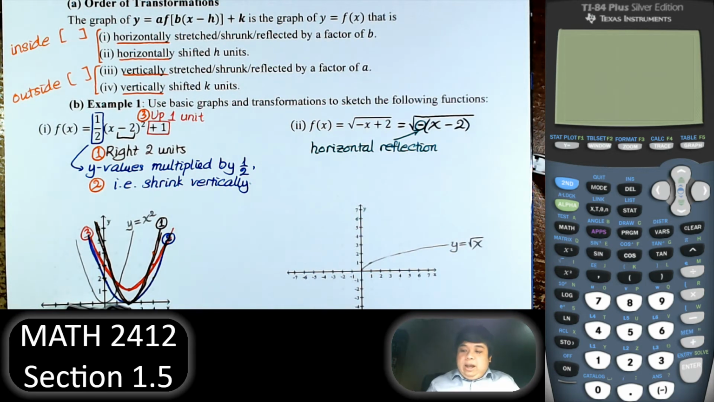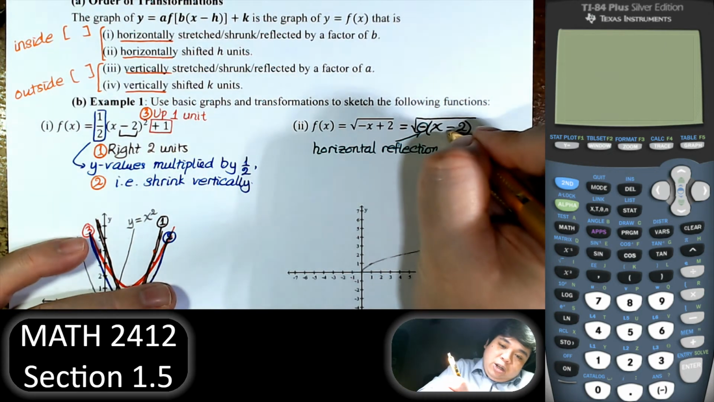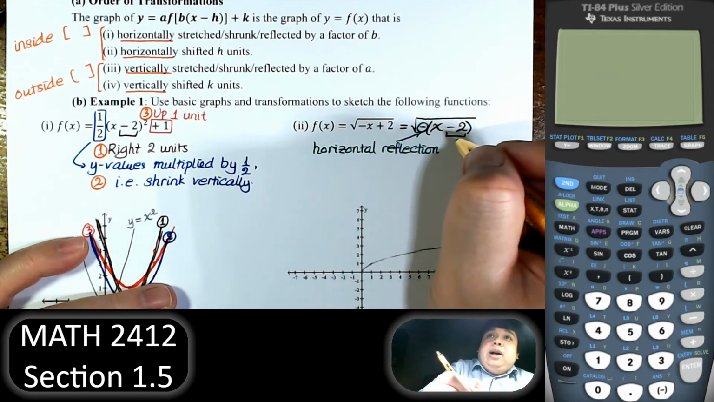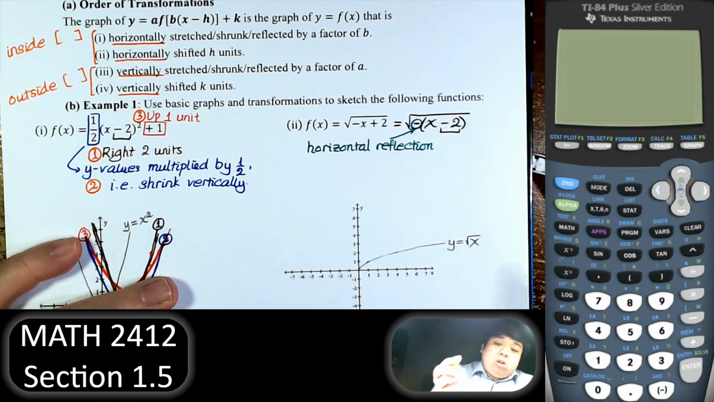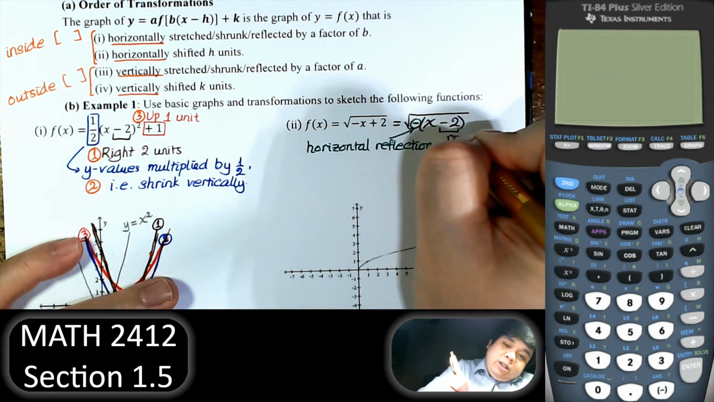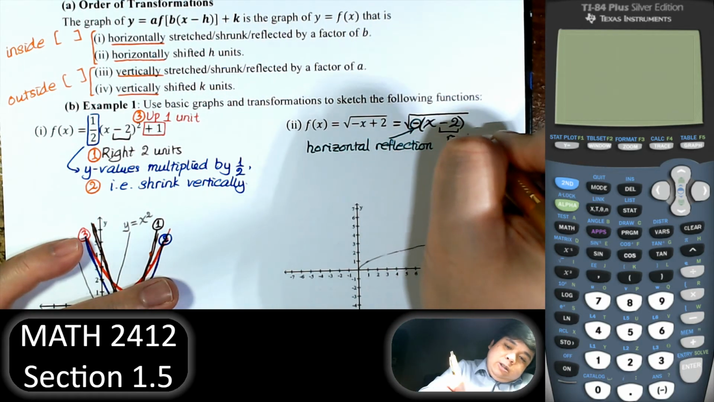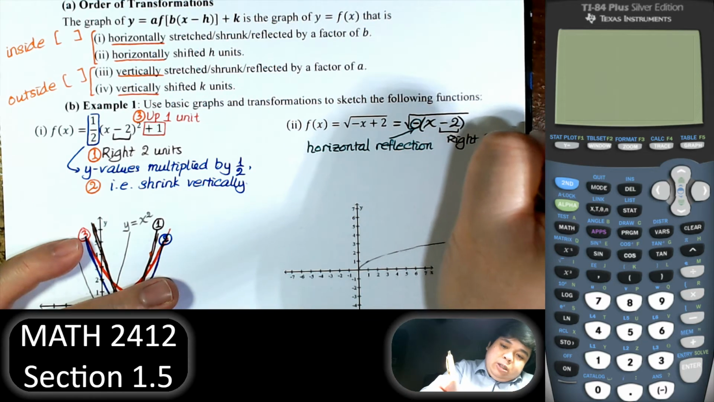And then here we have the minus 2. Because that is attached to x, we will affect the graph horizontally. So it will be to the right 2 units.